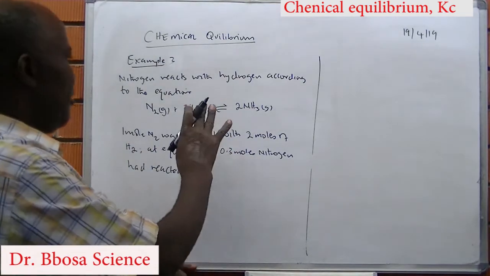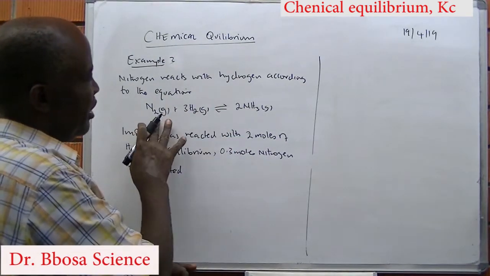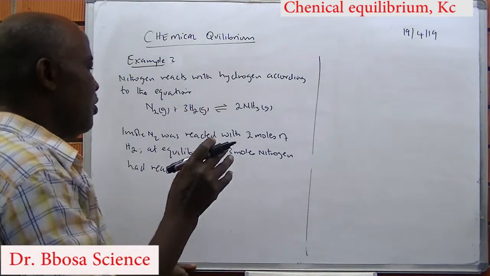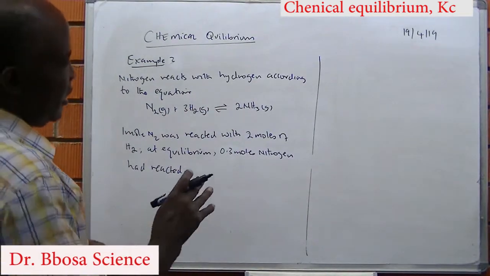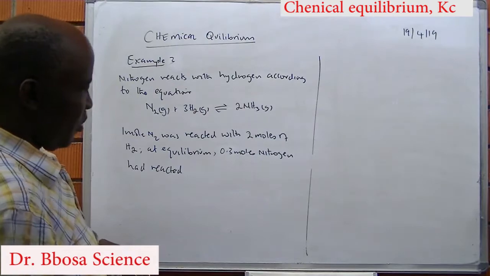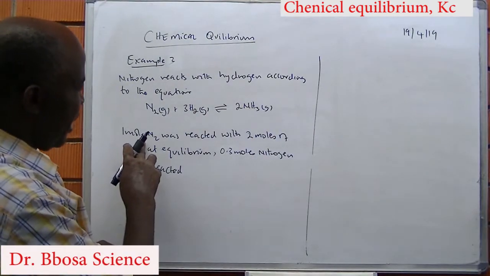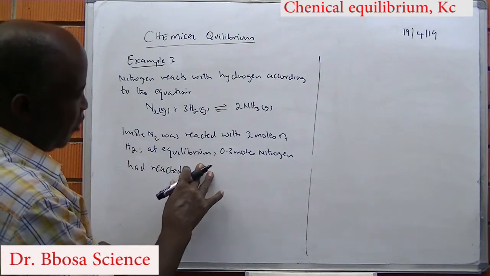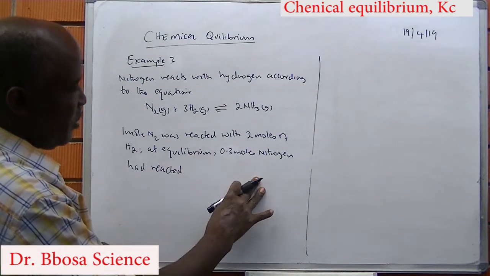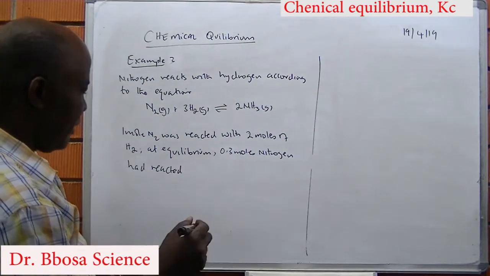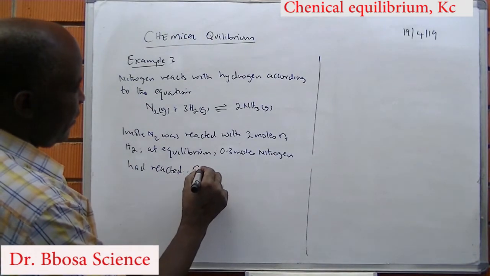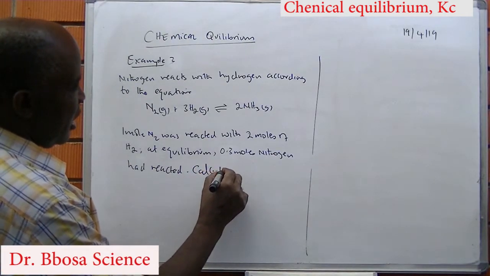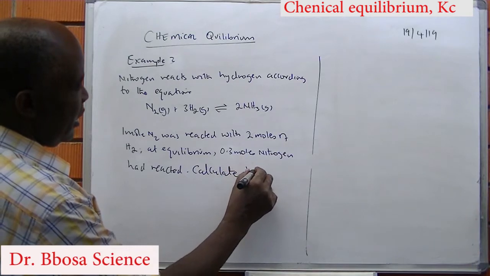Example 3, we are just rephrasing the question. Nitrogen reacts with hydrogen according to the equation nitrogen plus 3 moles of hydrogen is equal to 2 moles of ammonia. 1 mole of nitrogen was reacted with 2 moles of hydrogen. At equilibrium, 0.3 moles of nitrogen had reacted. Calculate Kc.